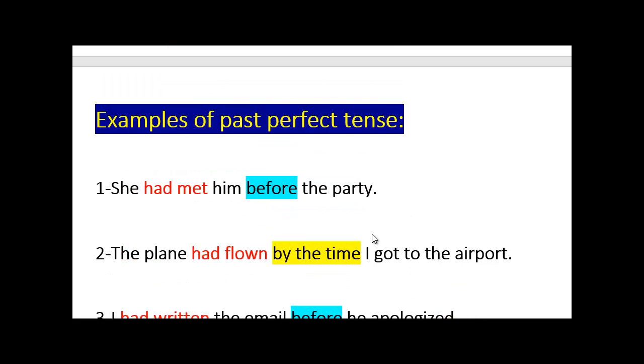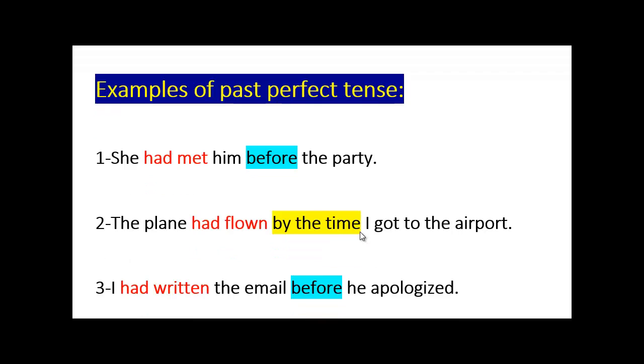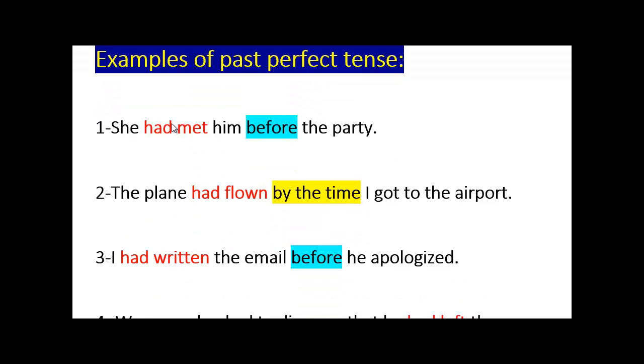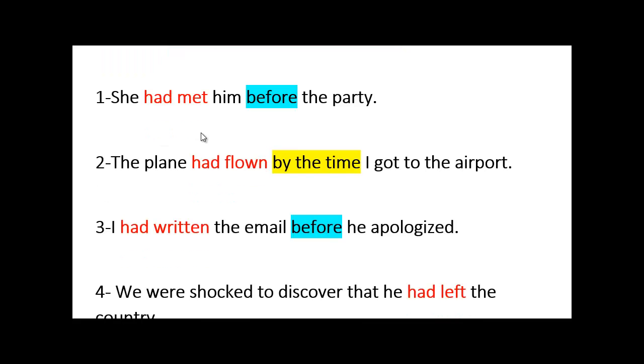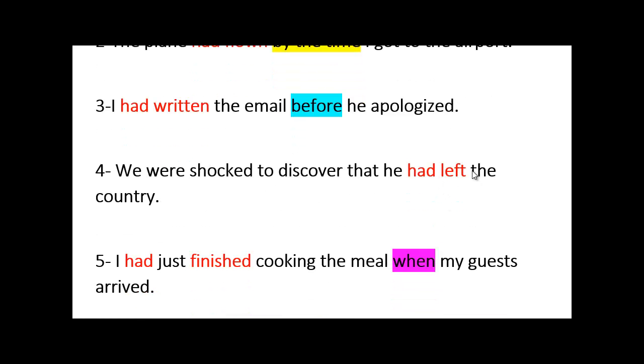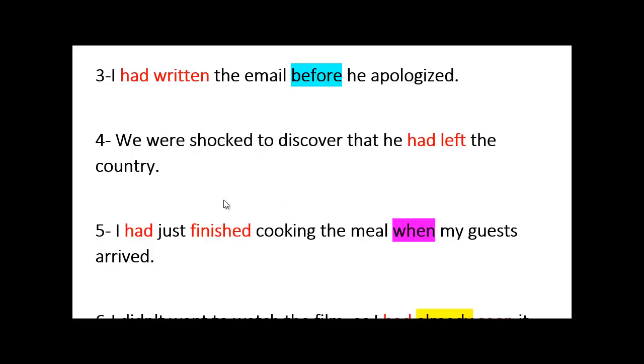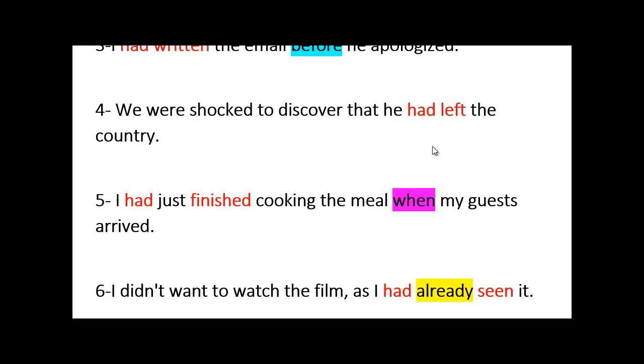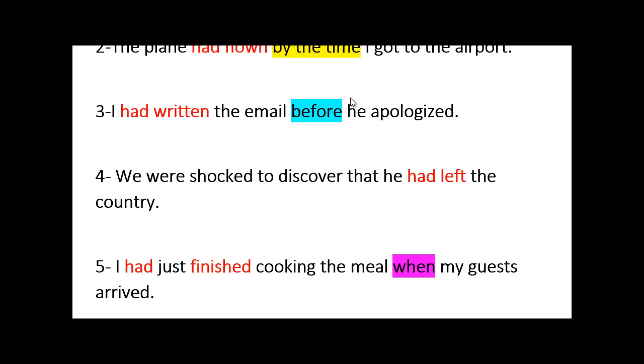Here are just some examples of the time expressions and adverbs of time that we use with past perfect. And as we can see, the format is had plus past participle, had plus written, okay? Had left, okay? I had just finished, okay? When, all the right format for the past perfect.